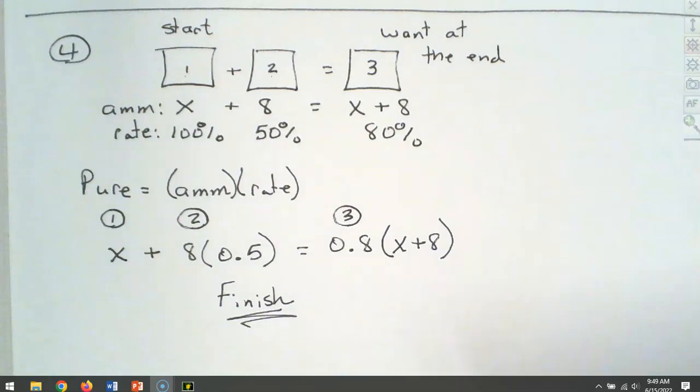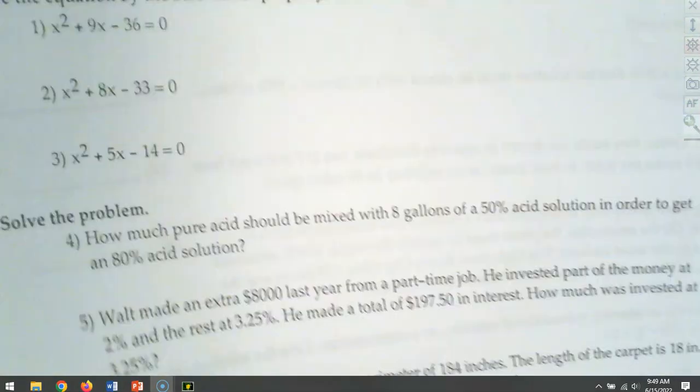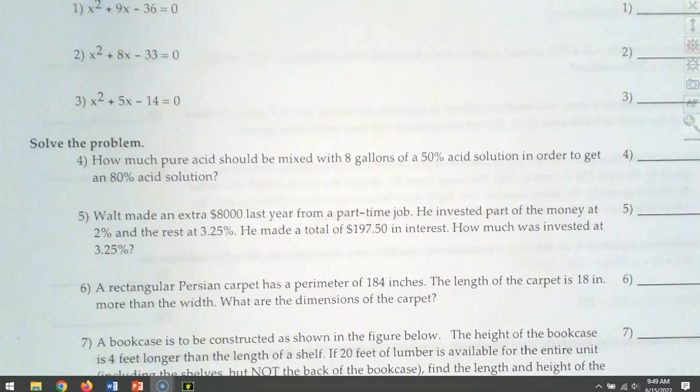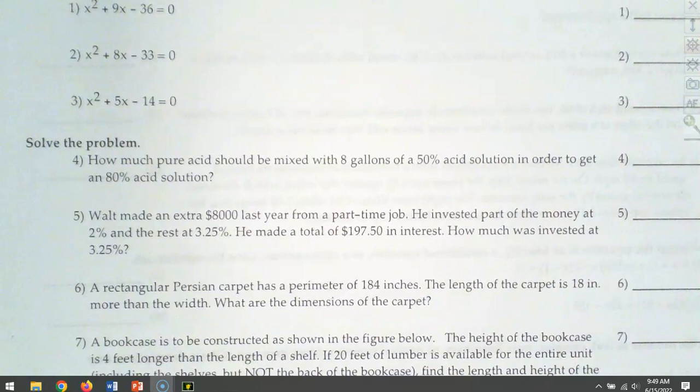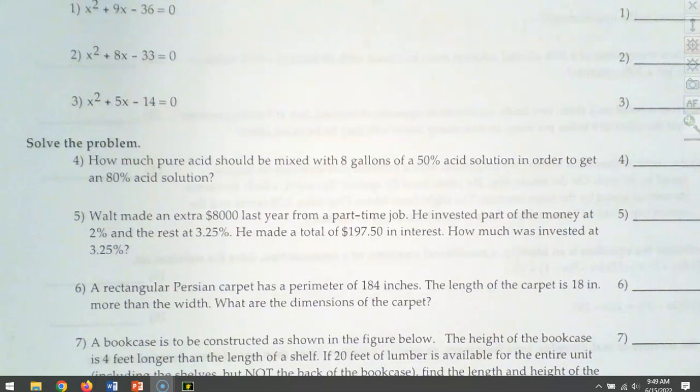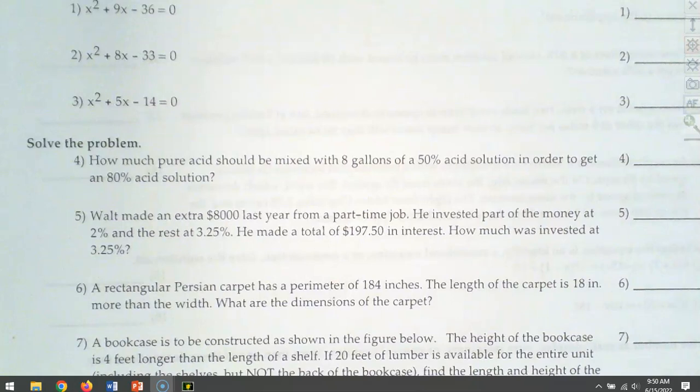Question 5. Walt made an extra $8,000 last year from his part-time job. He invested part of the money at 2% and the rest of the money at 3.25%. He made $197.50 in interest. How much was invested at the 3.25%?